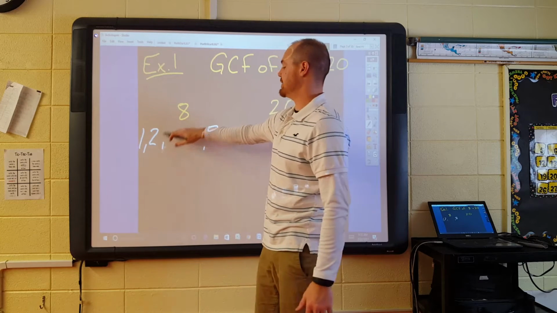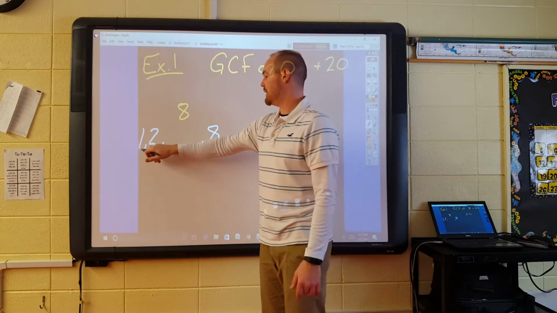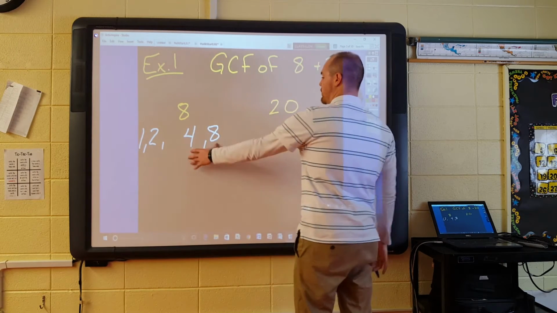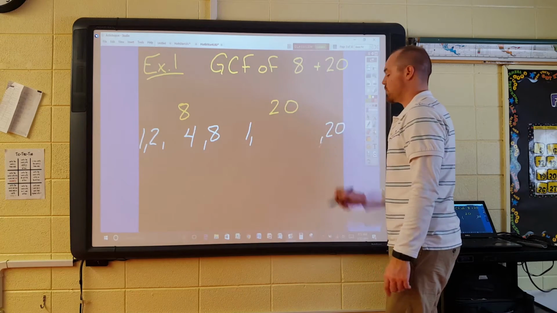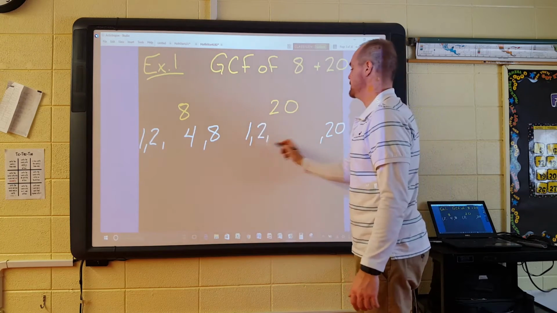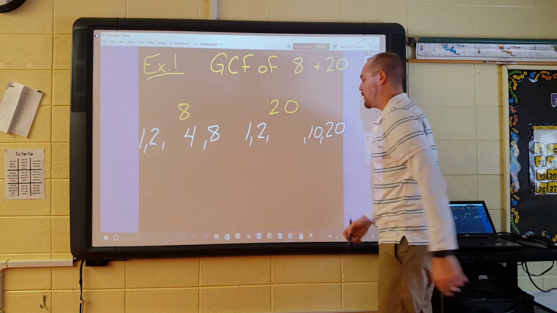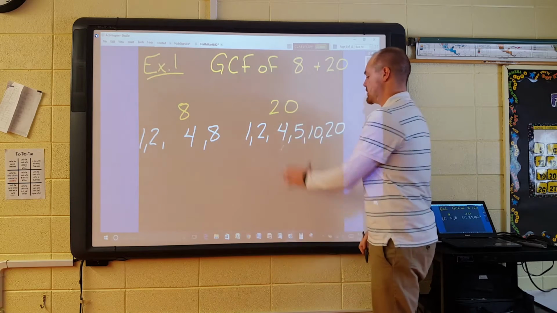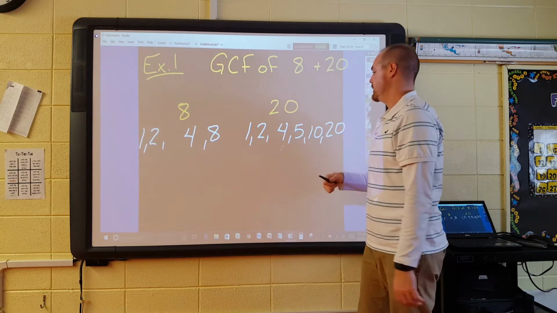Obviously 8 has two factors, 1 and itself, and then it's even, so we take 2 and multiply it by 4, and those are the 4 factors of 8. The factors of 20, again, we'll start with 1 and 20. It's even, so 2 and 10 go into it. It ends in 5 or 0, so we know that 5 goes into it, and 4 and 5 are right beside each other. There can't be any other factors.